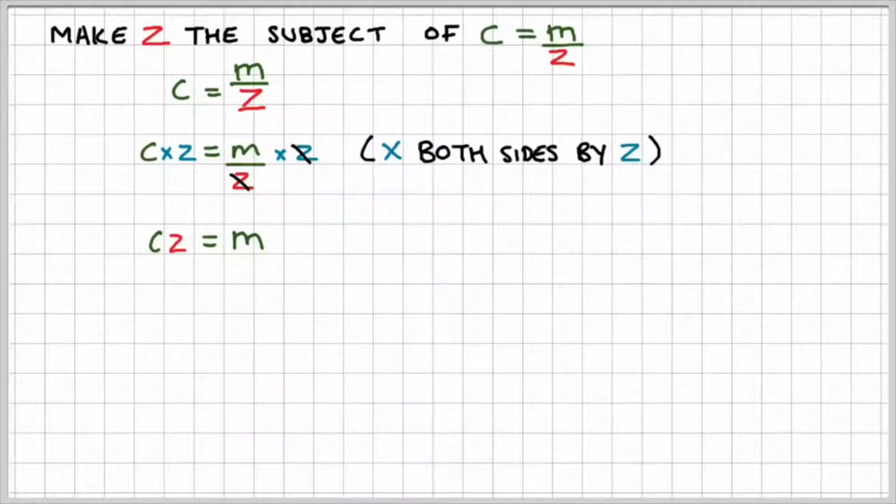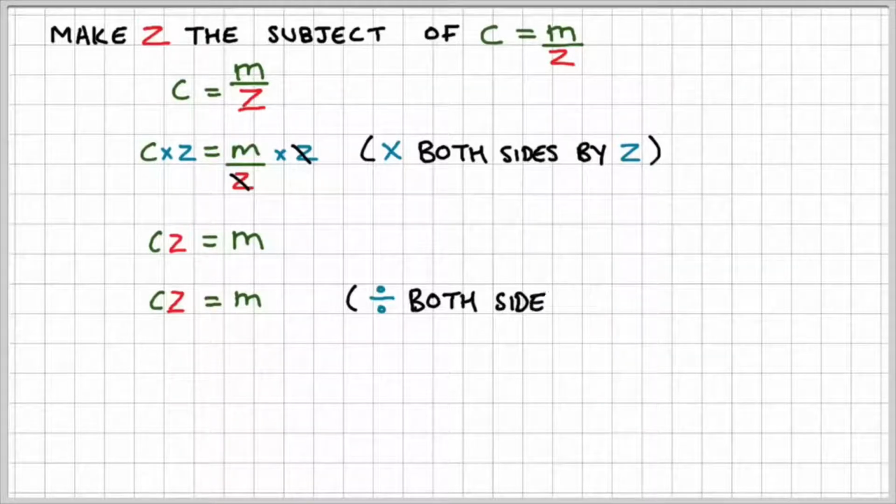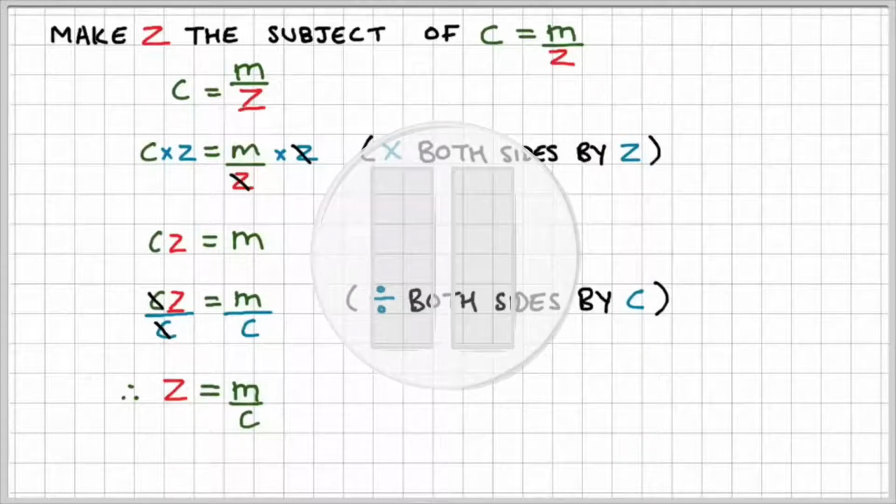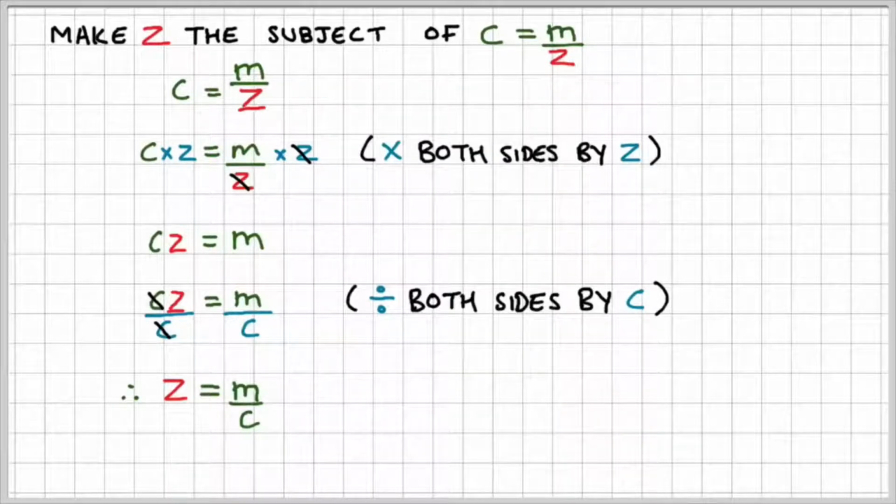m. Now in the next step, I can divide both sides by c, which would give me cz divided by c is equal to m over c. This allows me to cancel out the c on the left hand side, which leaves me with z is equal to m over c. So once again, pause the video here, either make a mental note or write this down in your book, and we'll move on to some practice questions.